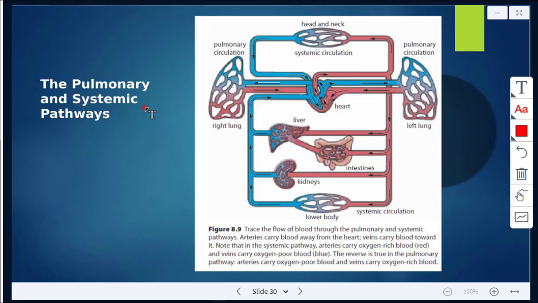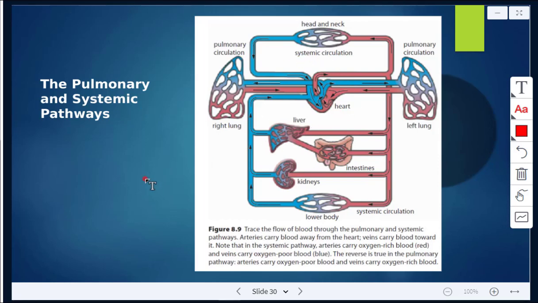All right, in the systemic pathway, arteries carry oxygen-rich blood, shown in red, and veins carry the oxygen-poor blood, shown in blue. The reverse is true in the pulmonary pathway. Arteries are carrying the oxygen-poor blood, and veins are carrying the oxygen-rich blood. All right, that's the exception, here in the pulmonary arteries and veins.